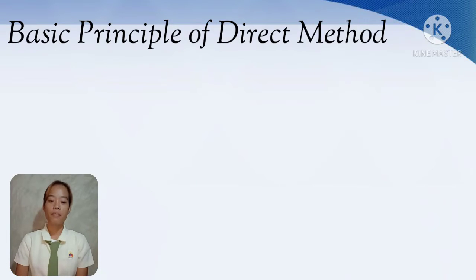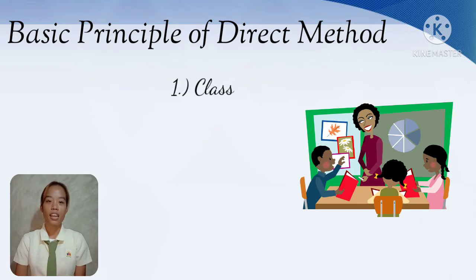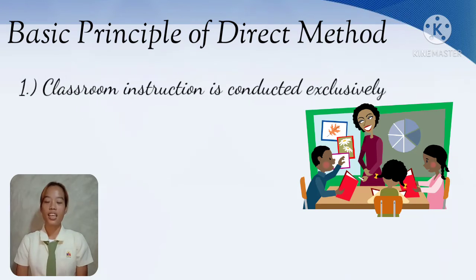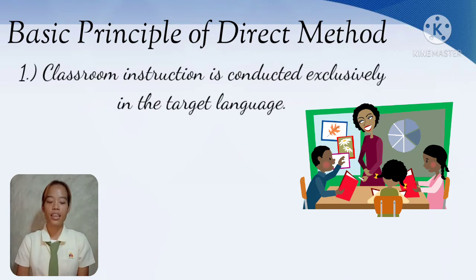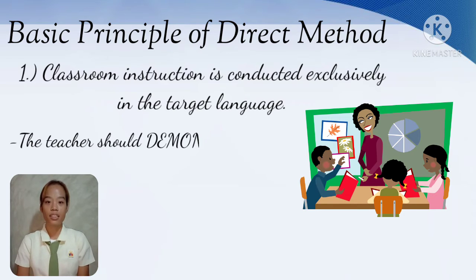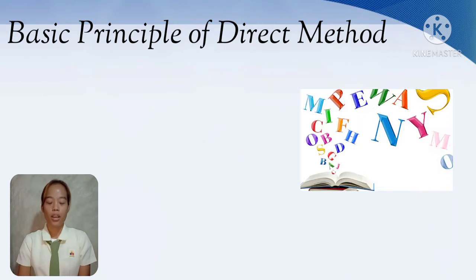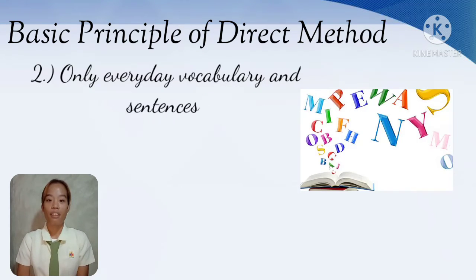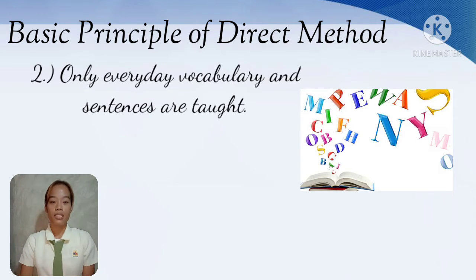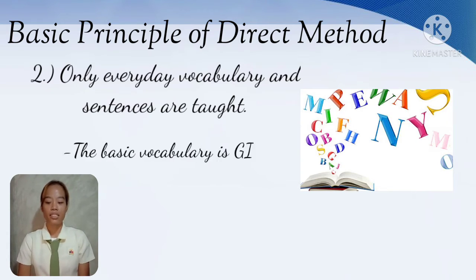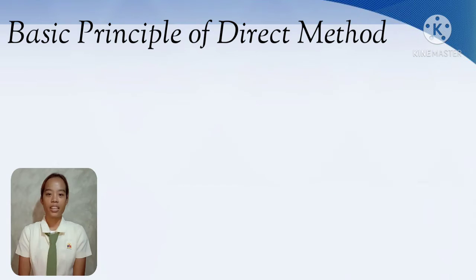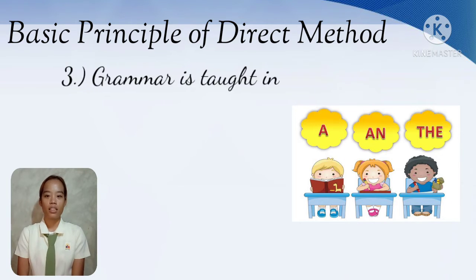So, there are some basic principles of direct method. Number one, classroom instruction is conducted exclusively in the target language. Here, the teacher should demonstrate, not explain or translate. Number two, only everyday vocabulary and sentences are taught. It means that the basic vocabulary is given first.